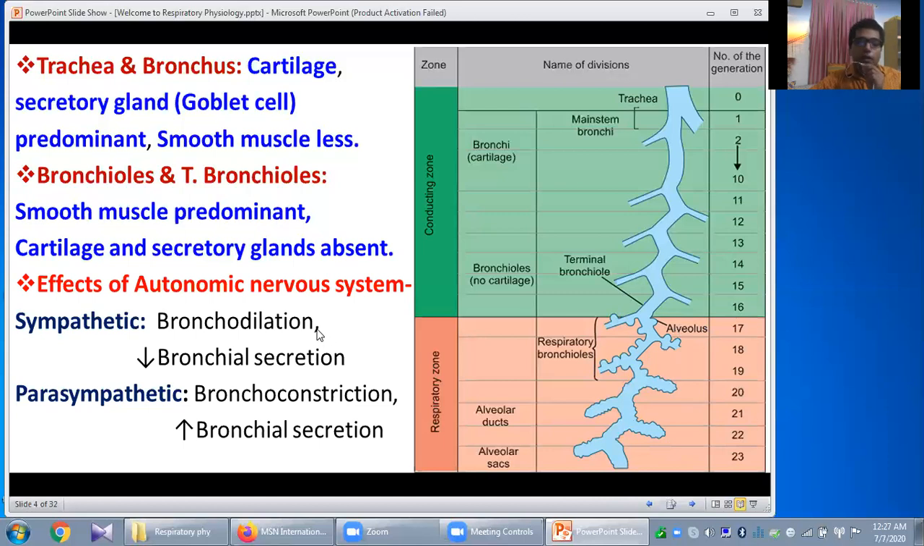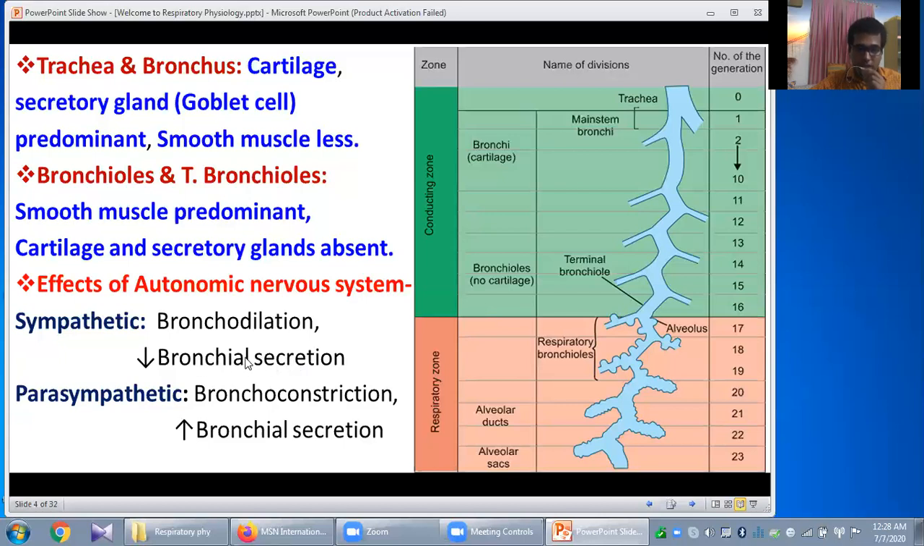Okay, now the effects of the autonomic nervous system. The parasympathetic nervous system causes constriction of the bronchial smooth muscle. The sympathetic nervous system causes dilatation of the bronchial smooth muscle as they contain beta 2 receptors. So it causes bronchodilatation and reduces the bronchial secretion, because the vessels supplying this part of the respiratory tract produce constriction and thereby reduce the secretions.